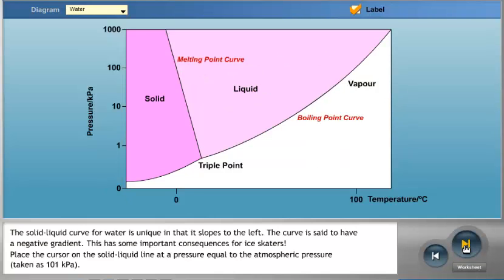The solid-liquid curve for water is unique in that it slopes to the left. The curve is said to have a negative gradient. This has some important consequences for ice skaters. Place the cursor on the solid-liquid line at a pressure equal to the atmospheric pressure, taken as 101 kilopascals.